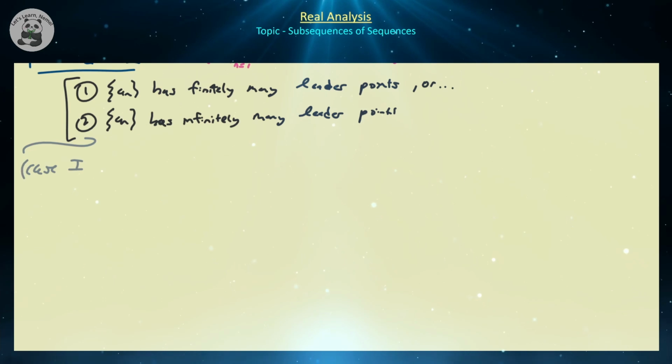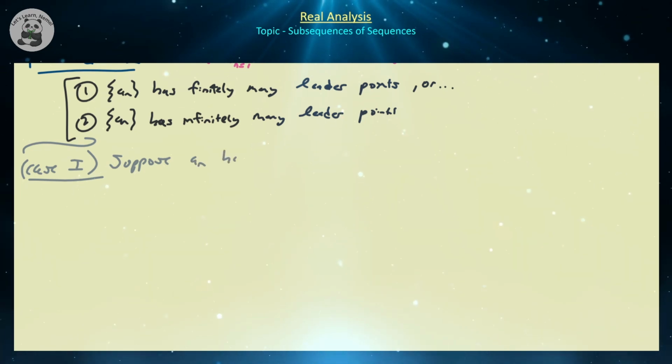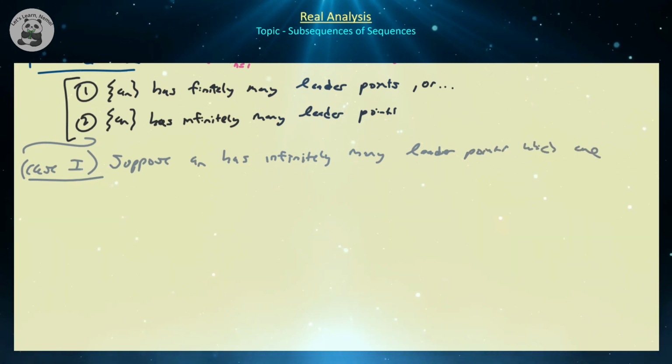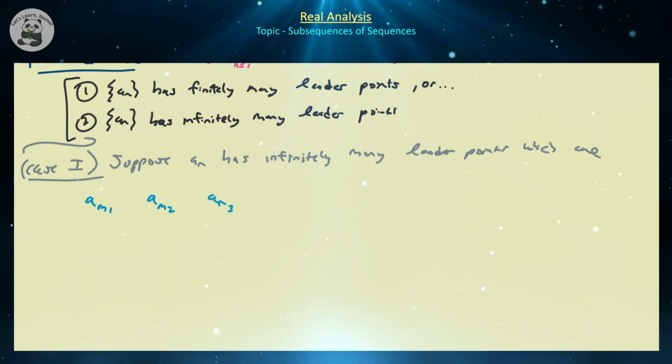So case 1, let's actually do the infinitely many case first. So let's suppose that a_n has infinitely many leader points, right? And let's list them out. So let's list them as a_{m1}, a_{m2}, a_{m3}, and so on. And let's list them in the order for which they're presented, right?